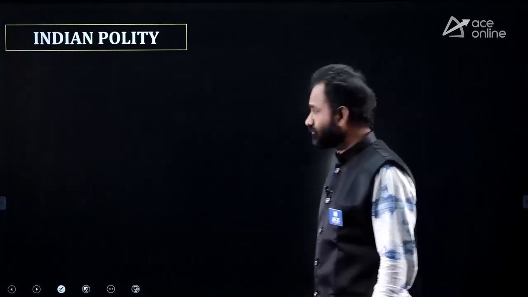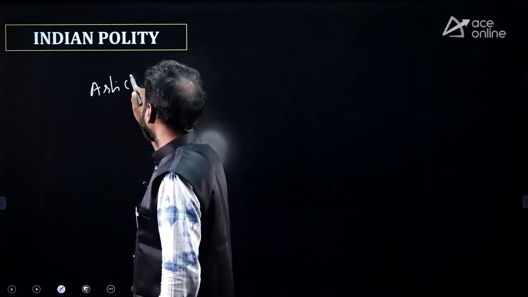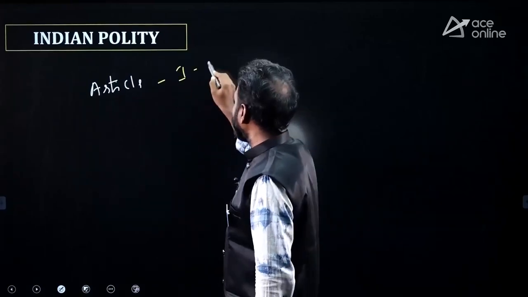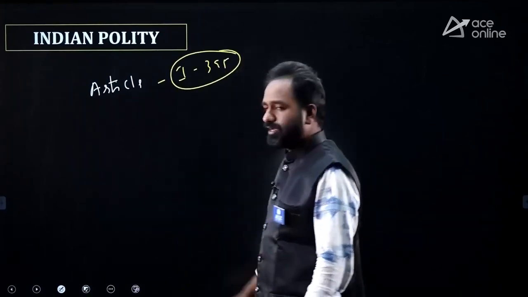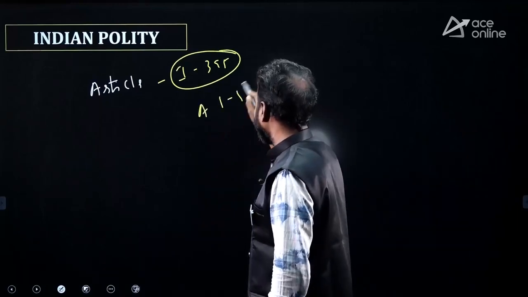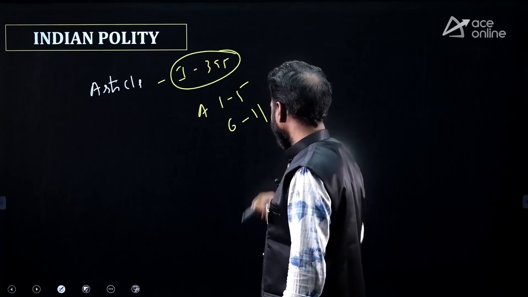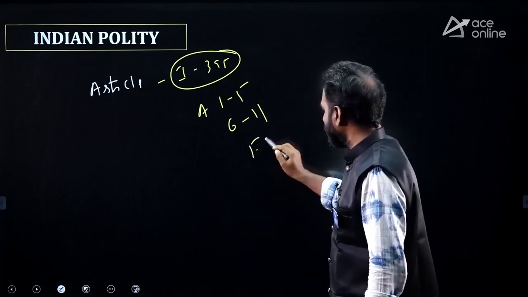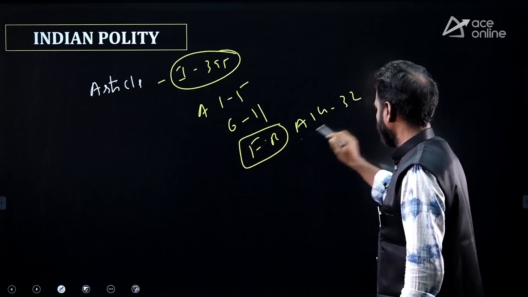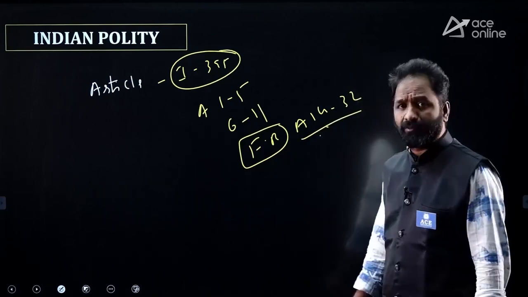Next, Indian polity. Come to Indian polity. First of all, they're asking questions on articles. Sir, there are 1, 2, 3, 395, many articles are there. Is there any need to remember all the articles? No, no. Focus on article 1 to 5. Focus on article 6 to 11. And focus on fundamental rights, article 14 to 32. Please go through this. At any cost, you have to remember these articles, fundamental rights.